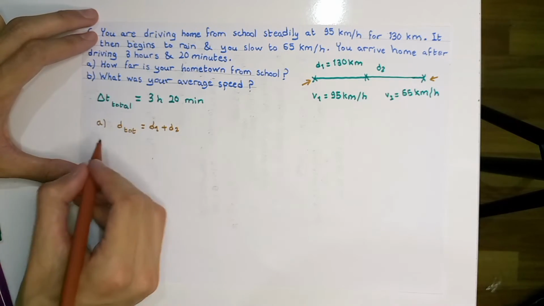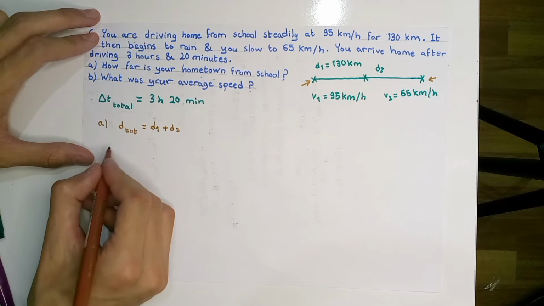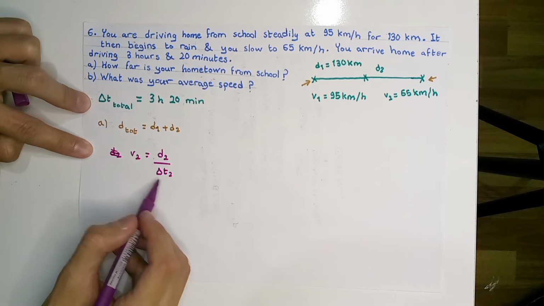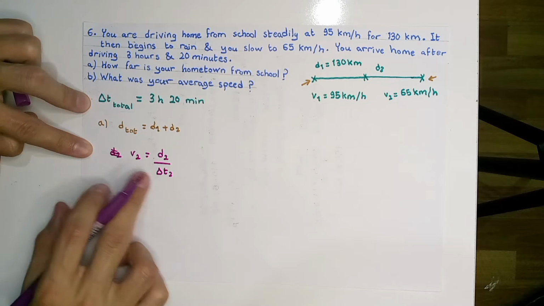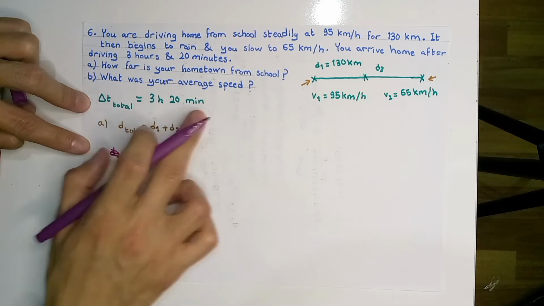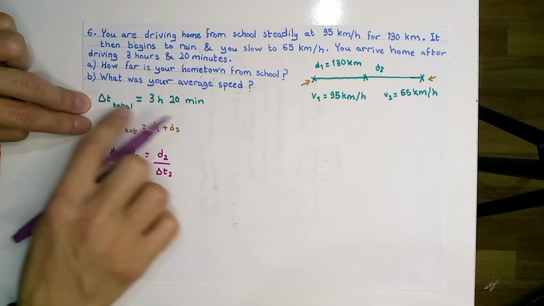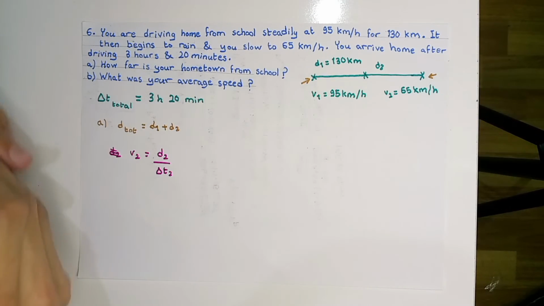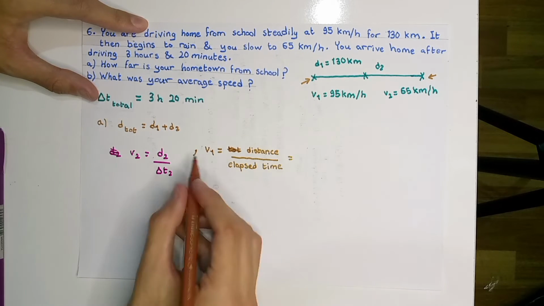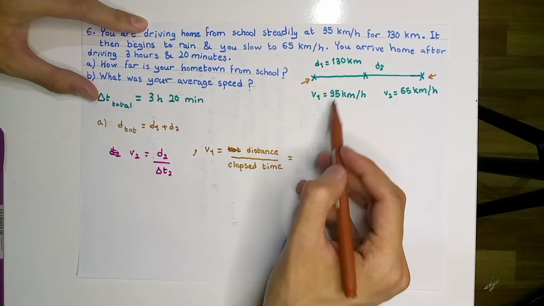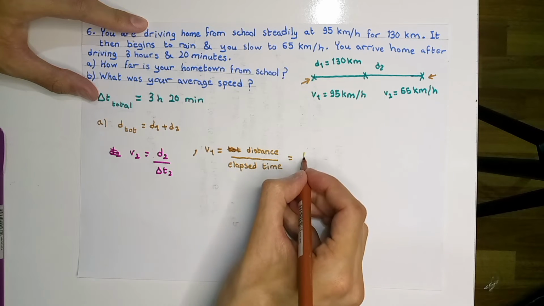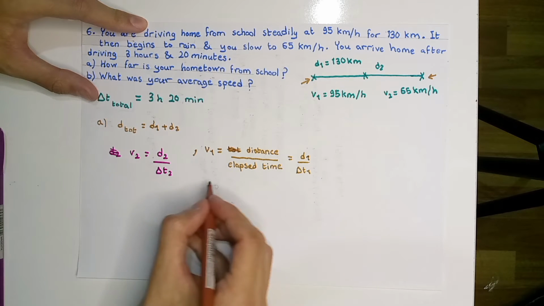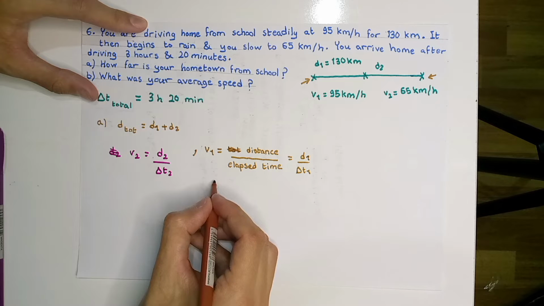I'm going to calculate this distance using this equation. V2 is equal to D2 divided by delta T2. But delta T2 is not known yet. We have the total time only. So from this total time, we want to find the time needed to finish this track. V1 is equal to the total distance divided by the elapsed time, which is D1 divided by delta T1. We can rewrite this equation in this way.